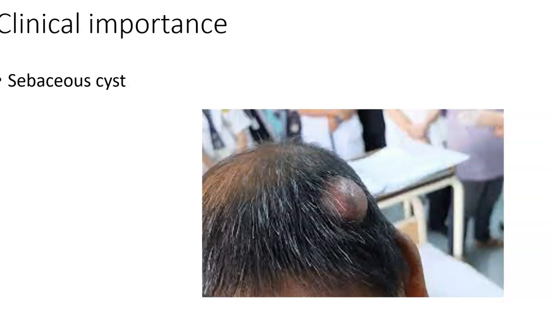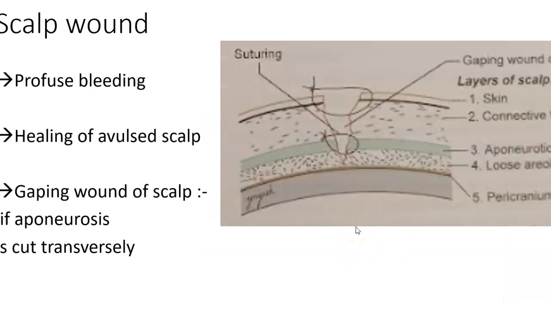Some important clinical points. In the scalp you have the sebaceous glands. If the hair is not kept clean or the scalp is not washed, you can see accumulation of sebum leading to a sebaceous cyst. Next, the scalp is easy to suture because it has a rich blood supply. So once it is sutured, healing will be easy because of the rich blood supply.